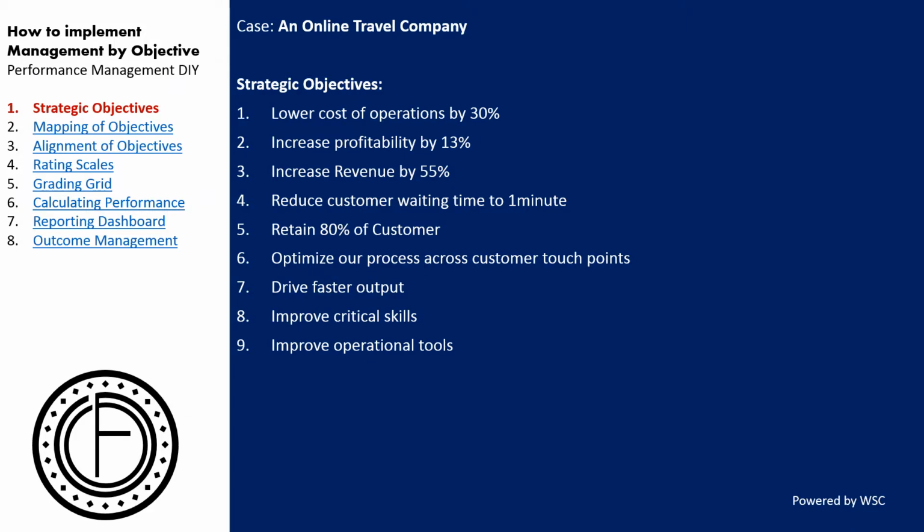Welcome to the course, How to Implement Management by Objective. This is another series of our Performance Management DIY. In this course, we'll be looking at strategy objectives, how to go about mapping of strategic objectives, alignment of the objectives, rating scales, grading grid, calculating performance, reporting dashboard for MBO, and outcome management.